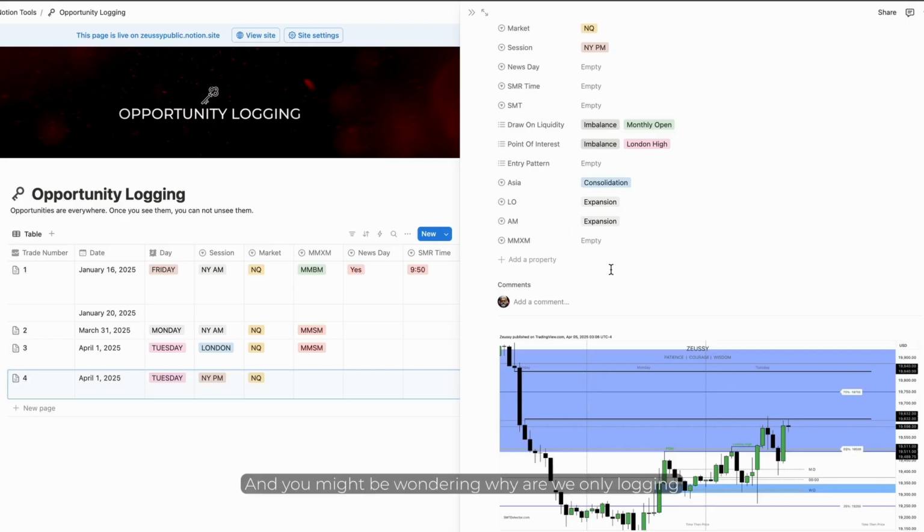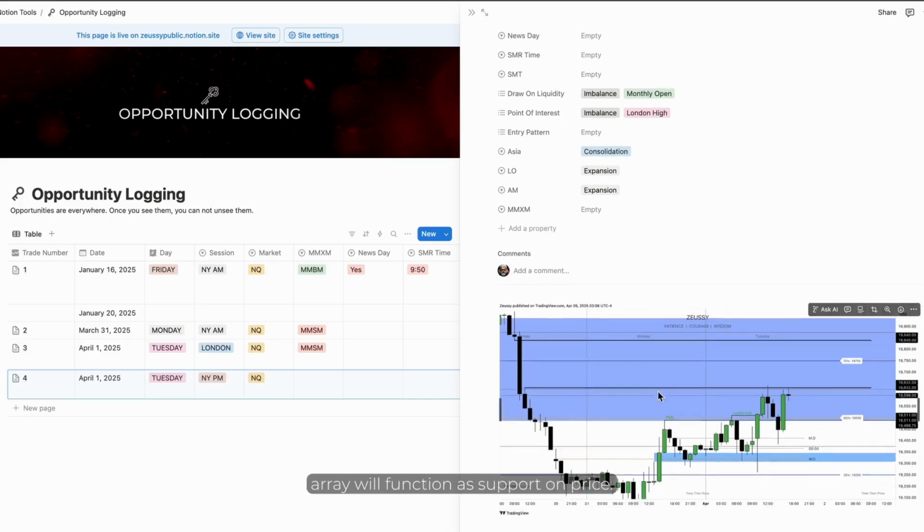And you might be wondering, why are we only looking at consolidation and expansion? This has a deeper meaning, and I'm going to explain this to you throughout a specific lecture in the future, where I'm going to outline to you that all that matters is that you recognize sell and buy program. Sell and buy program. That's the only two variables which you need to know. Are we in a sell program or are we in a buy program? Why? Because in a sell program, every single premium array will function as resistance. In a buy program, every single discount array will function as support on price.